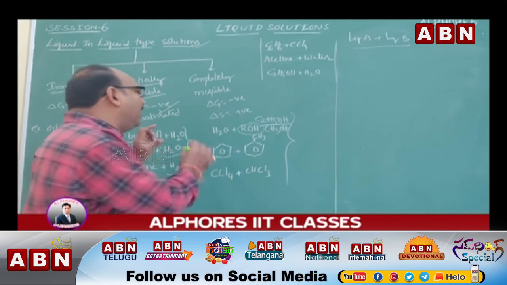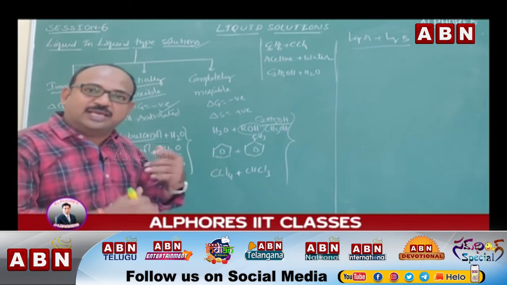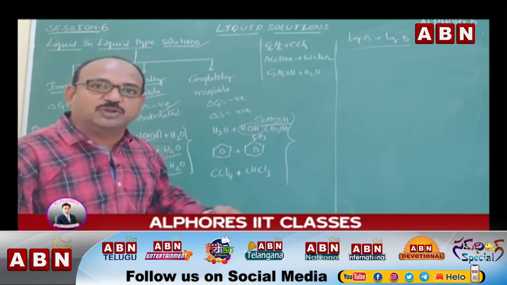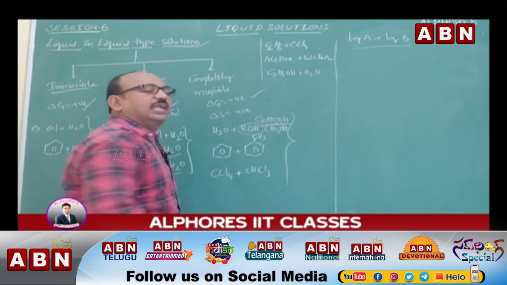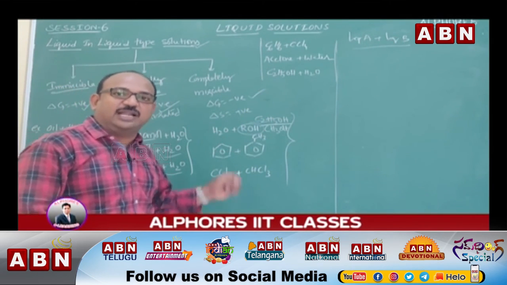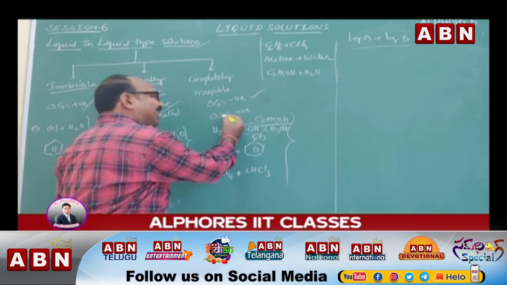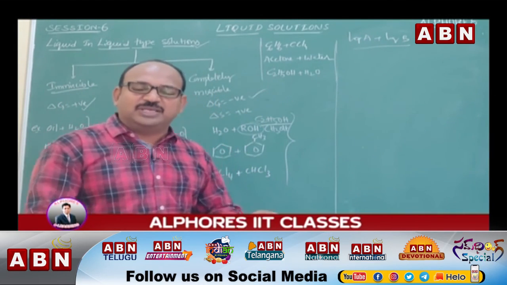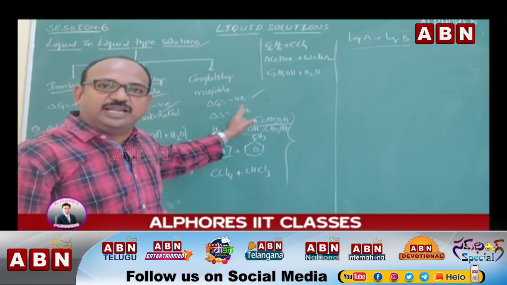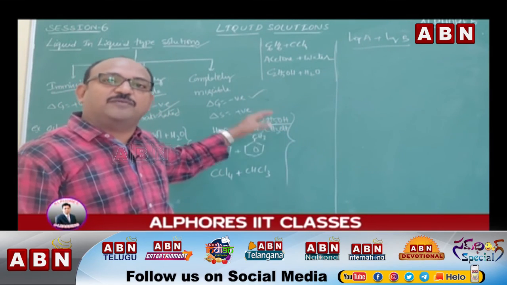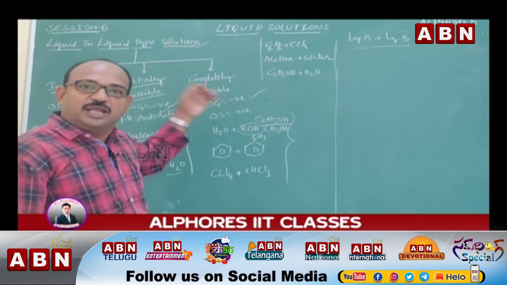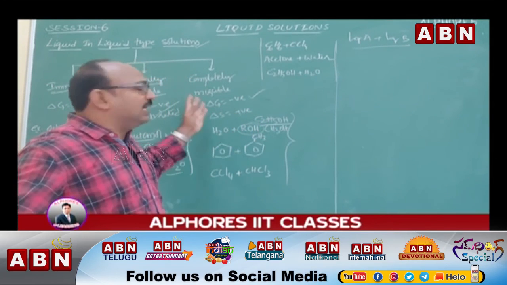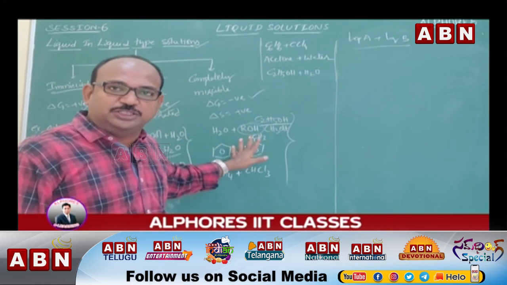Meaning we need not put in any external effort in order to make these two liquids miscible. Hence, we can say delta G is negative. And delta S is positive by mixing any two liquids, because randomness increases, disorderliness increases. Here delta G is negative, delta S is positive.